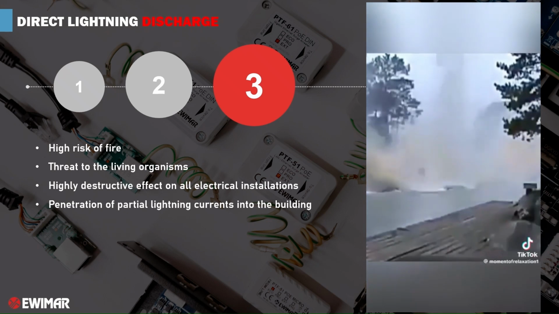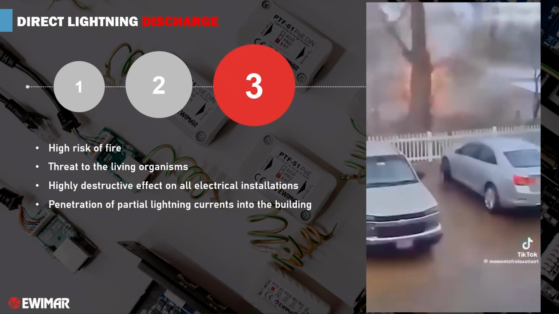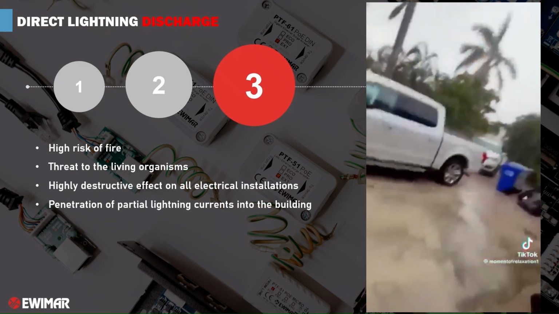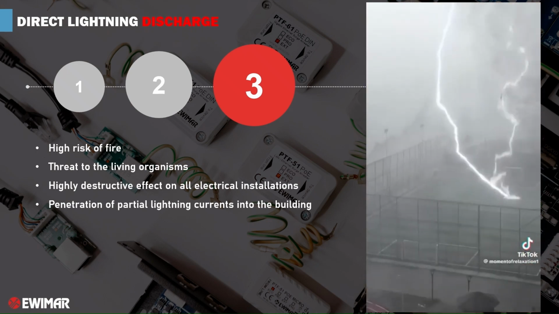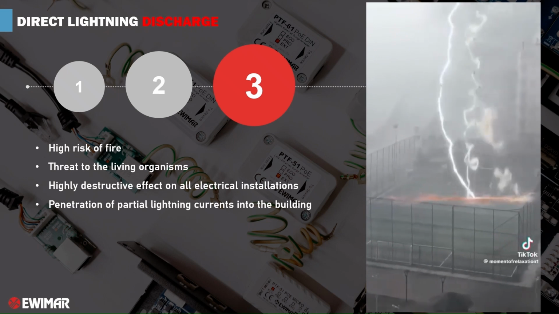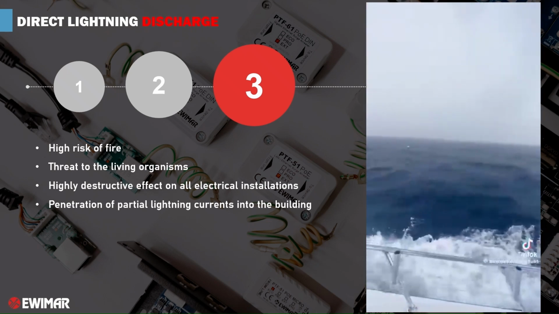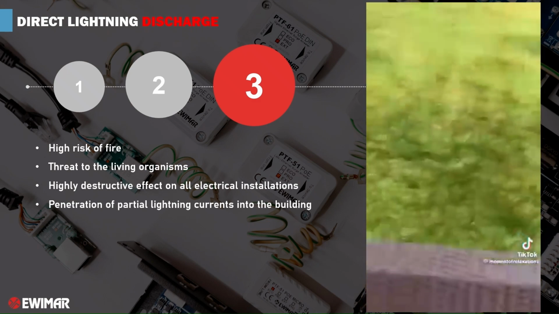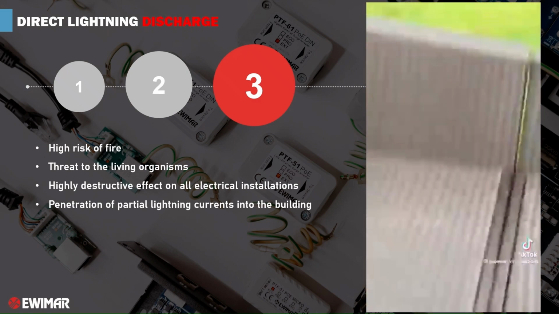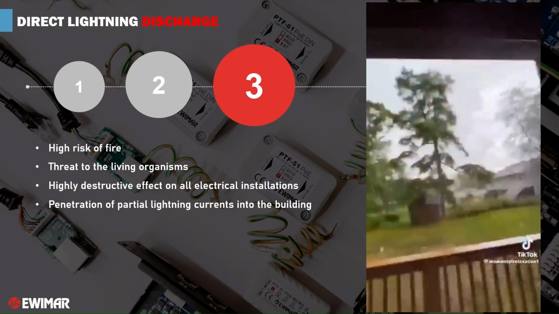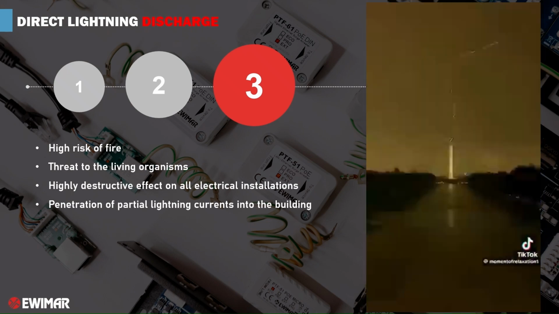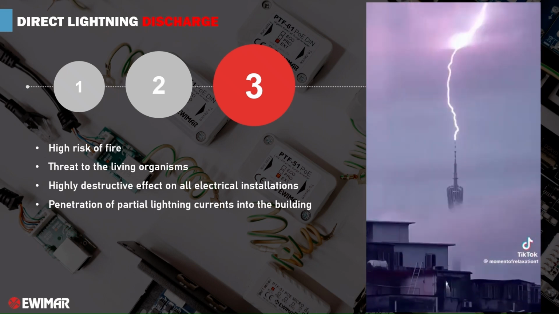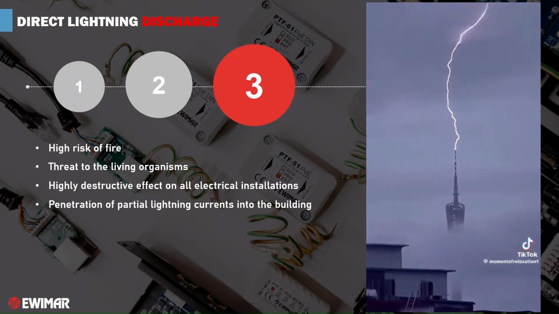Direct lightning strikes pose the highest level of danger to buildings, human life, and electrical and electronic equipment. They generate voltages of several million volts and are characterized by current flows of up to several 100,000 amperes. The flow of total lightning current through building structures creates a fire hazard and has a destructive effect on all electrical installations or other structures that can conduct electricity.